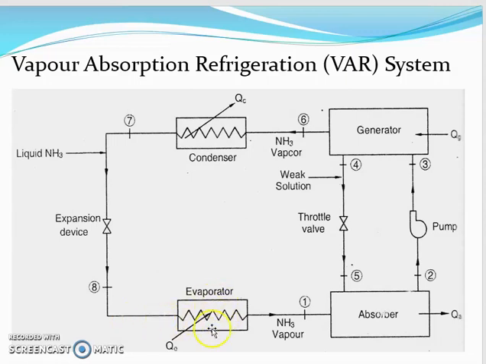That refrigerant enters the evaporator and takes heat from the space that is to be cooled. There is latent heat transformation of the working fluid within this evaporator, and it gets evaporated. So at point number 1 we have NH3 in vapor phase at low pressure and low temperature. Then that NH3 vapor passes to the absorber.